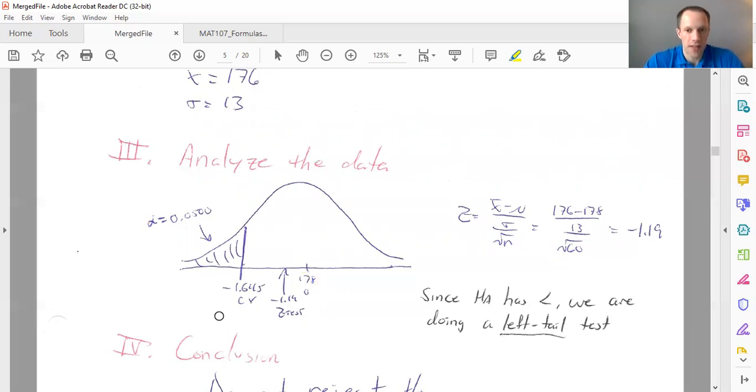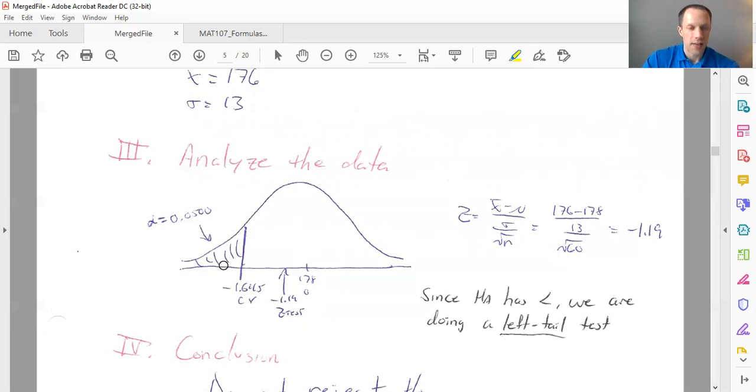Now, this is a left tail test because our alternative hypothesis had the less than sign, so I'm shading in the left tail. I'm looking to see if the average went down. So I shade in the left tail and I label that shaded area as 5% or 0.05, or 0.0500 in decimal form.